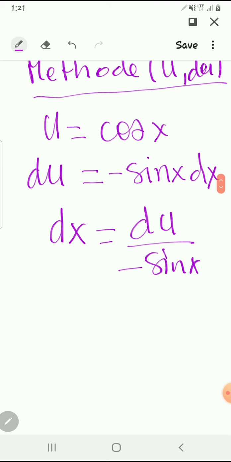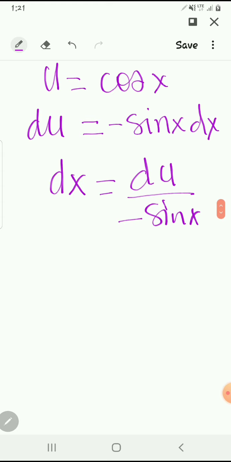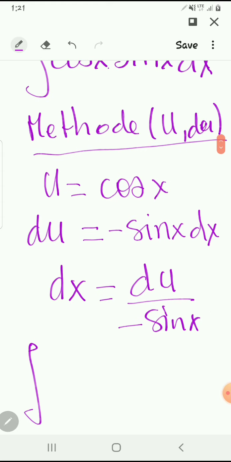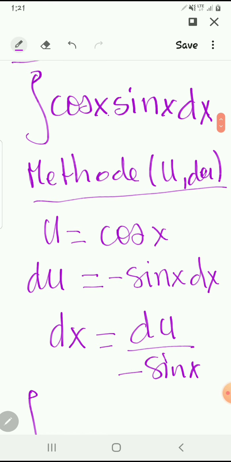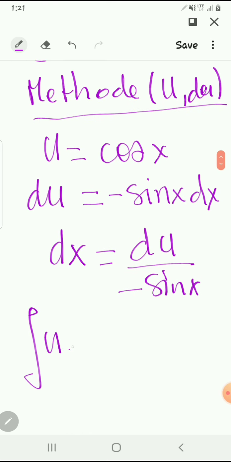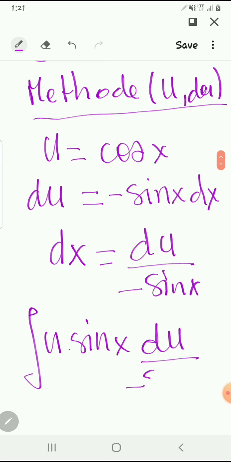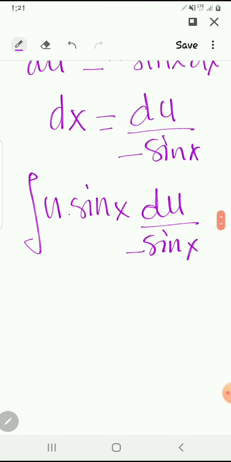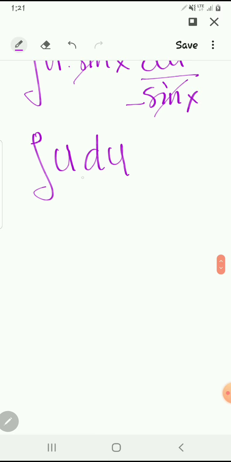So here we got dx, and we're just going to plug in what we have. We said u equals cosine of x, so we have u times sine of x. Now dx equals du over negative sine of x, so we have du over negative sine of x. If you cancel sine of x and sine of x, we have the antiderivative of u du. So this is a very simple, basic integral, as you can see. Now we have to evaluate the integral of u du.